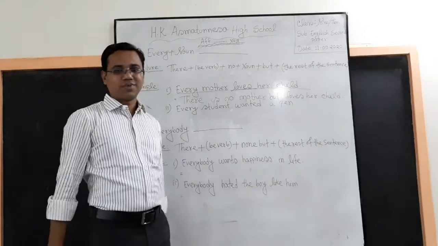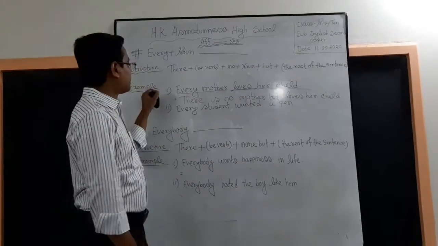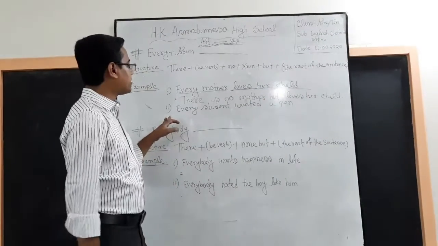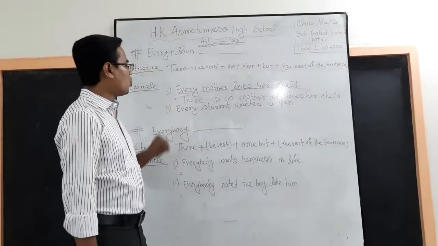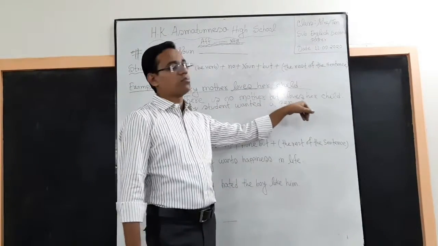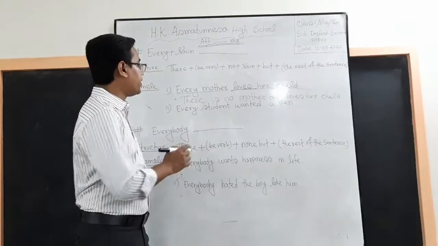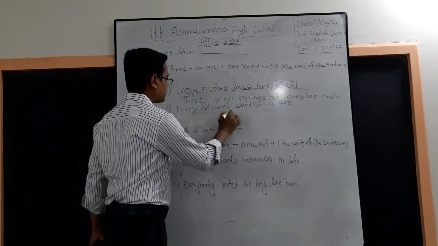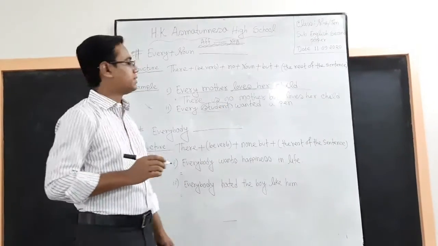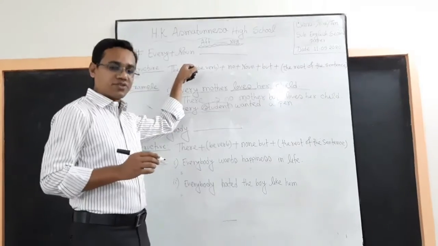Okay, clear? I hope that you are clarified about the example. Moving to the next example. The next example is like the previous one. Every student wanted a pen. So this sentence also starts with every plus noun. Student is one kind of noun. So this sentence will follow this structure.